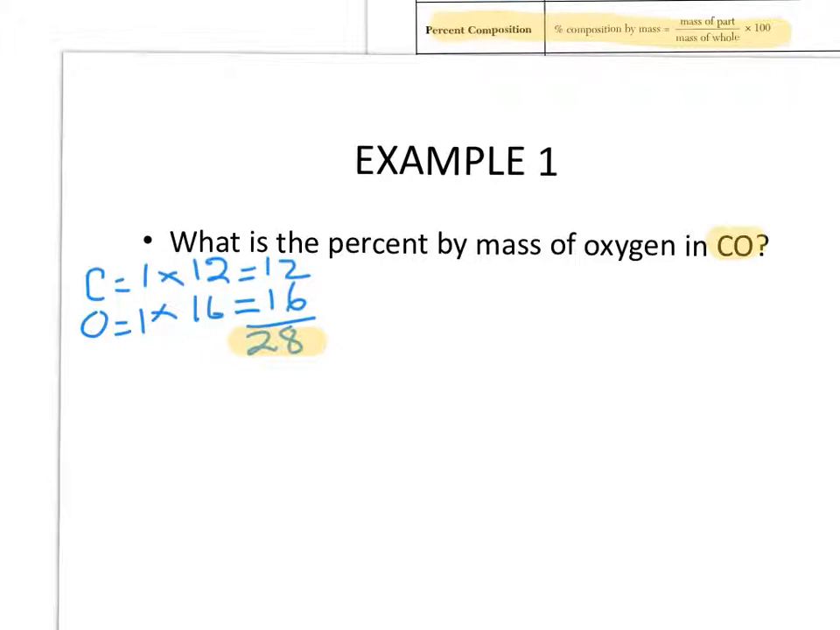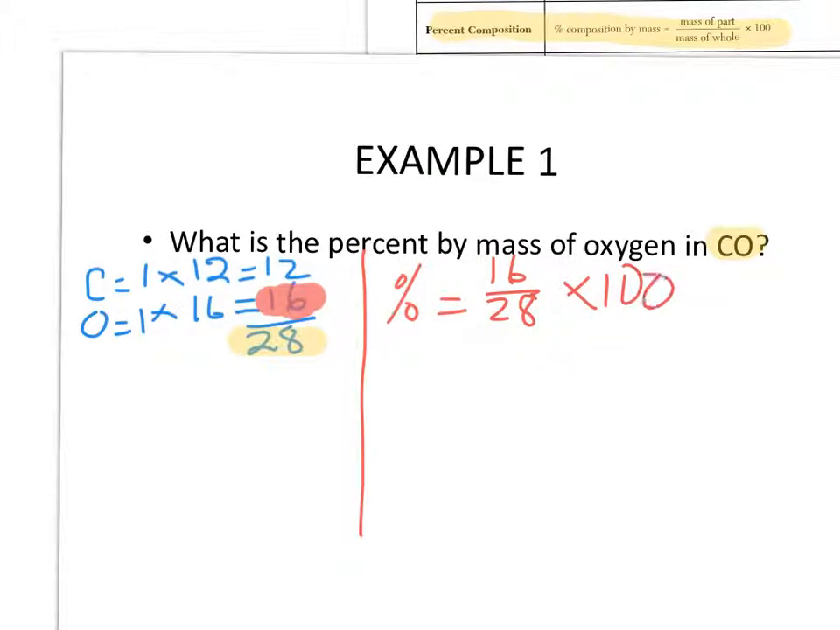So now we want to figure out the percent composition. So the percent composition then is equal to the mass of the part. The mass of the part of oxygen is 16. So we're going to do 16, and the mass of the whole is 28. We're going to divide that and then multiply by 100. So that will give us 57.14%.